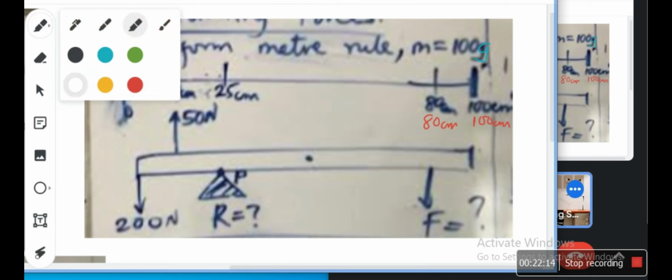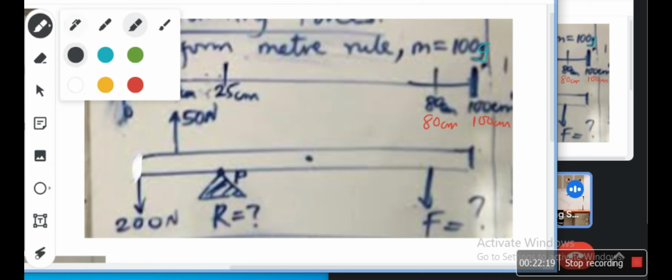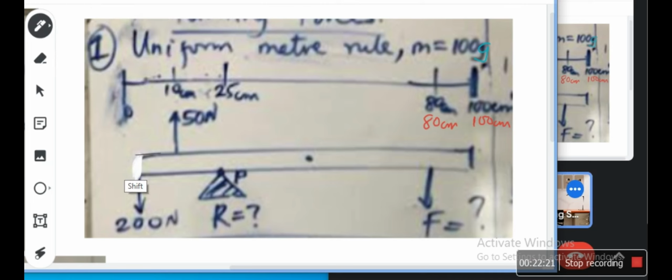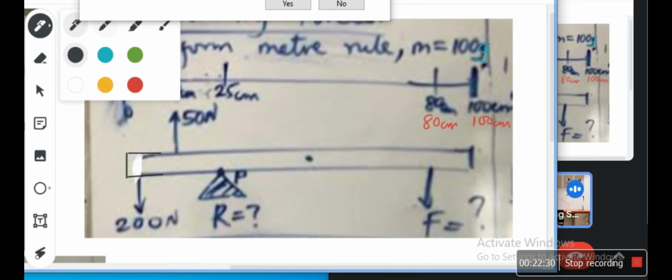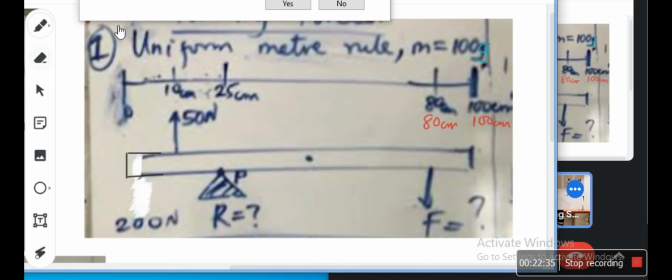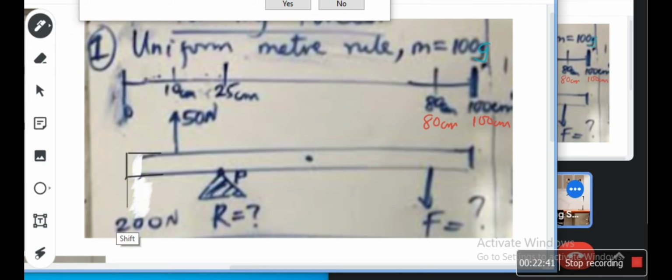Okay, I think I need to draw this so that you can capture it better. Just a sketch. All right. So this 200 is acting somewhere. Hold on, let me put it properly. It's acting at the very end. All right, let's go. We are asked to find F.